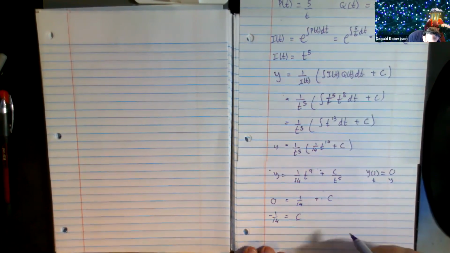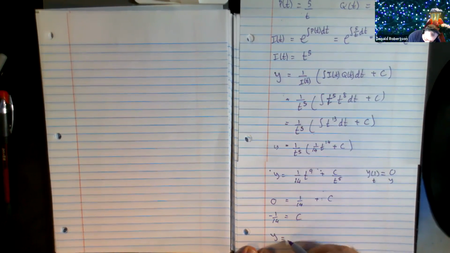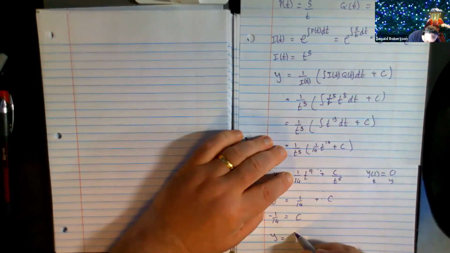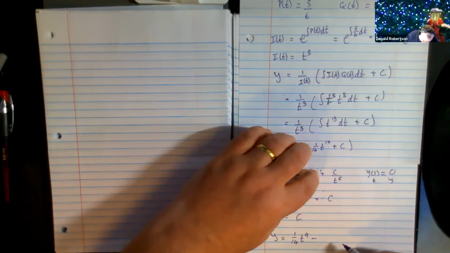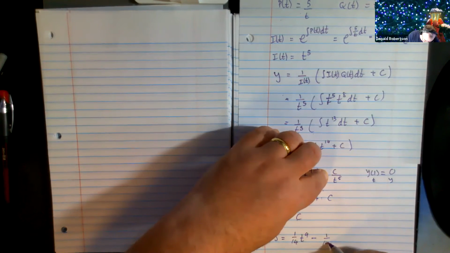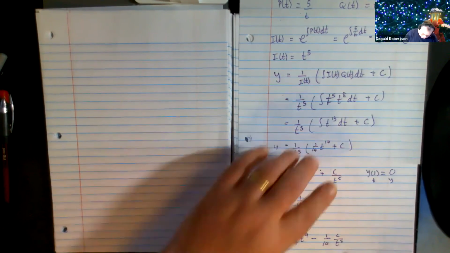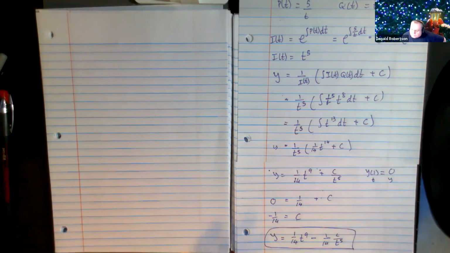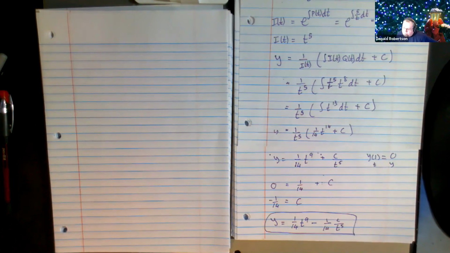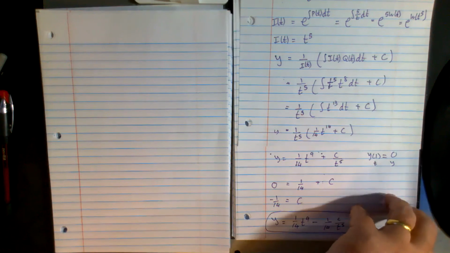So our final answer is 1/14 t to the 9, take away 1/14 c over t to the 5. Was that the kind of result you got? Because I really kind of shot through that one. I got 1 nod, so I'm calling it good.